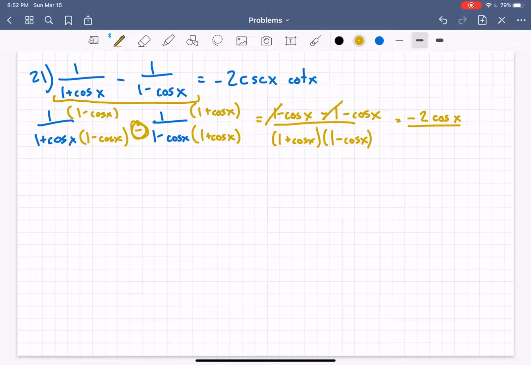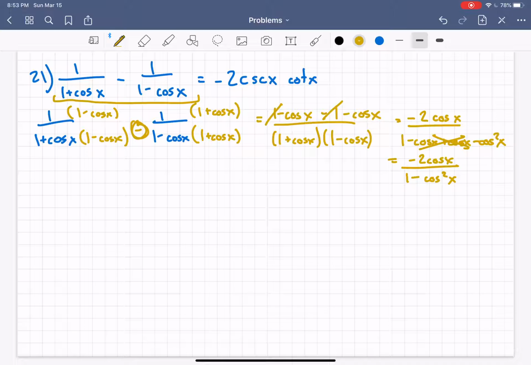So let's actually FOIL this out. On the bottom, we get 1 first, outer is minus cosine x, inner plus cosine x, last minus cosine squared x. So these add up to 0, so we get negative 2 cosine x divided by 1 minus cosine squared x. Which looks like something, right? Because we have a square and we have a minus or addition.